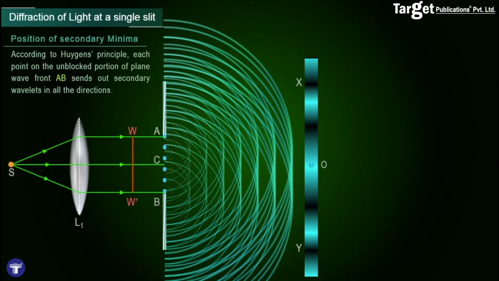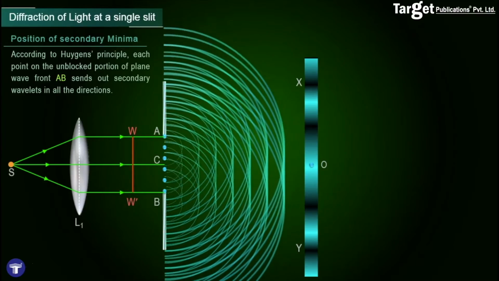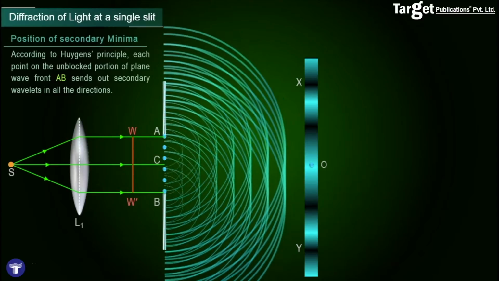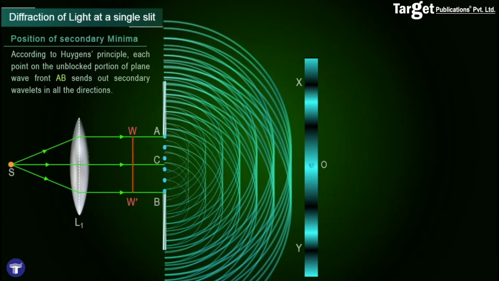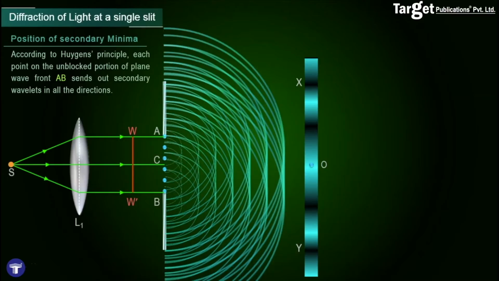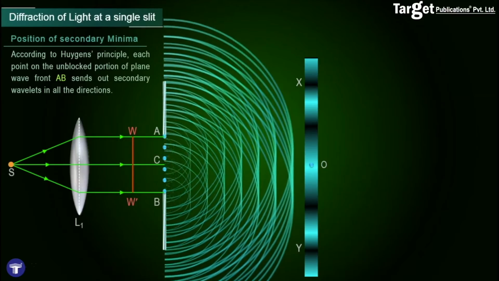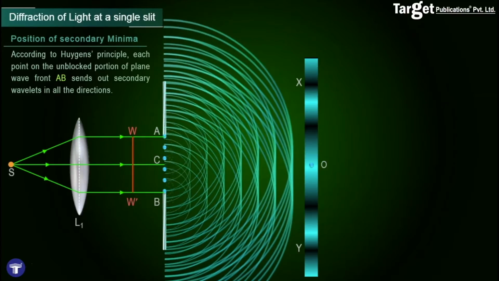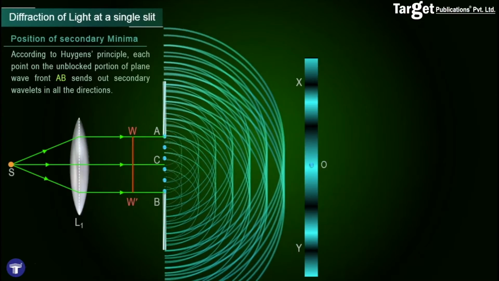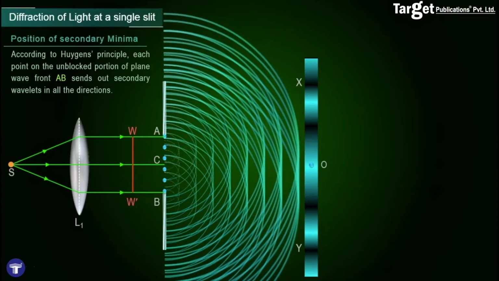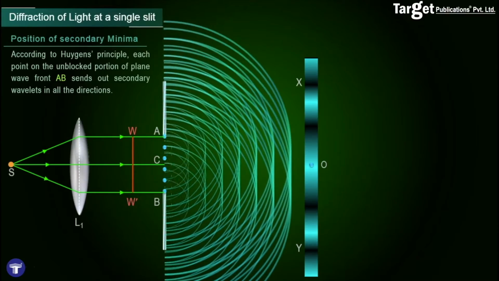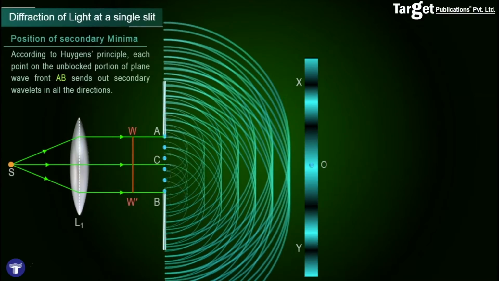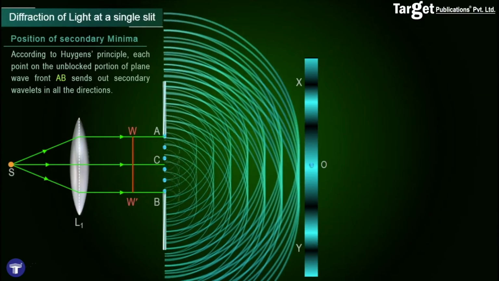This pattern is obtained by the interference of the secondary waves emitted by the infinite sources which lie between points A and B. Each point on the unblocked portion of plane wavefront AB is sending out these secondary wavelets in all directions. This is nothing but Huygens principle. And if I actually draw the rays of light, I will see that these rays are actually emitted in all different directions. But what I want to do is find out whether a point on the screen will be a point of maximum intensity, that is a bright point, or a dark point.